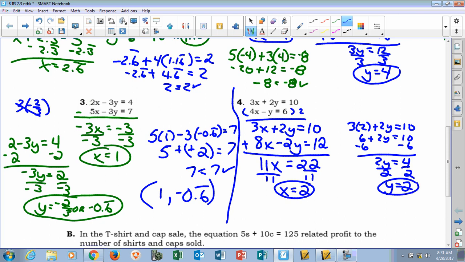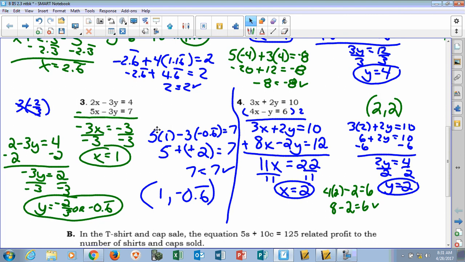So let's plug it into 4x minus y equals 6. And if that works, we have the right answer. We found our solution to the system. So 4 times 2 minus y, so it's 2, equals 6. Well, 4 times 2 is 8. And when I subtract 2 from 8, I get 6. So 2, 2 is our coordinate. Not too bad? No, not too bad at all.